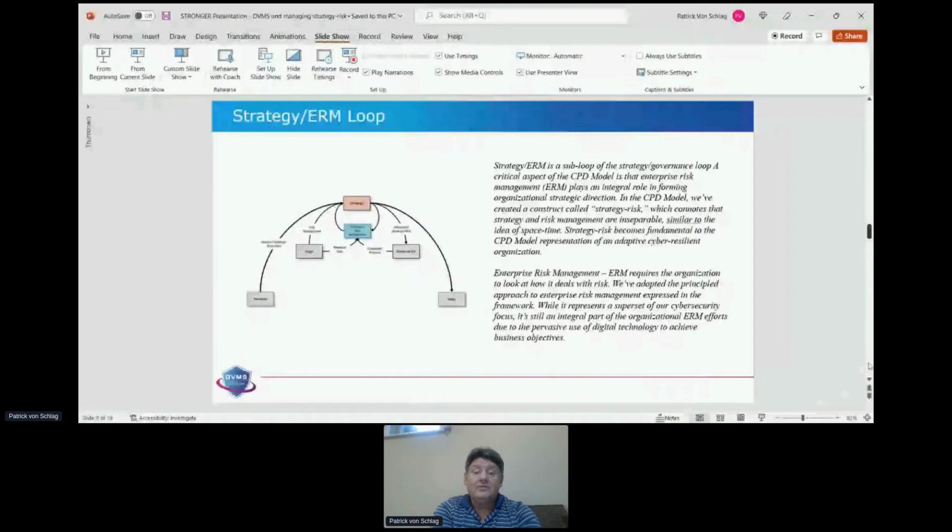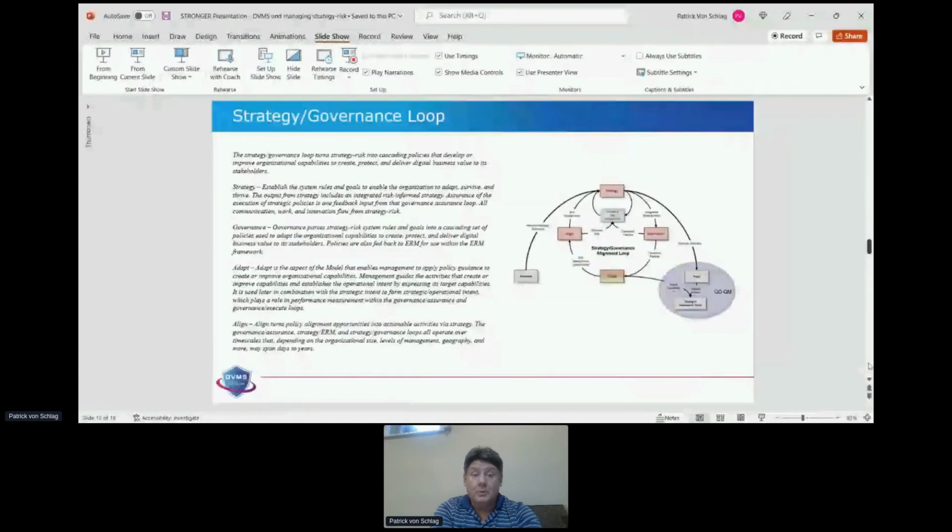From there, we can start looking at a broader loop around strategy and governance. And so here we want to be able to take our strategic goals and begin the process of aligning that to how, in fact, we're going to create and execute as an organization. All right, so you see to the right the idea of QOQM, which we'll talk about in a little bit more detail in a moment.